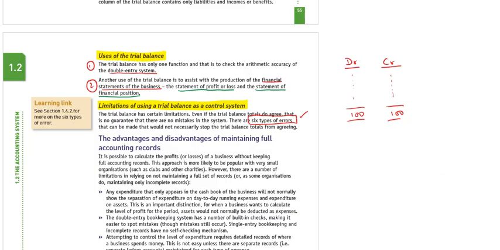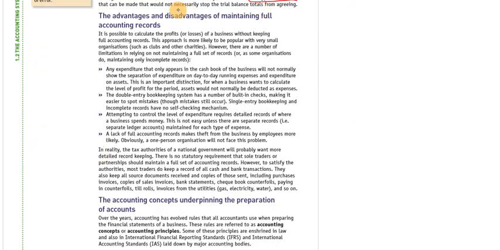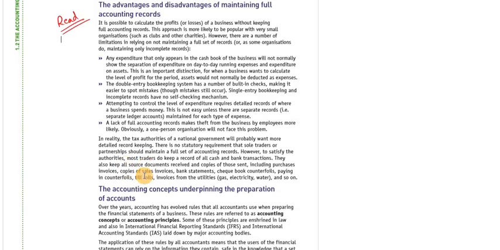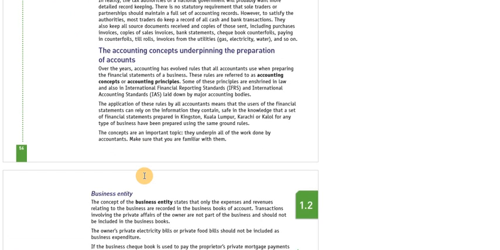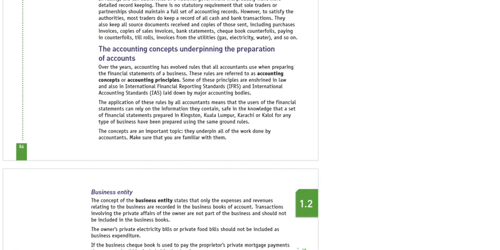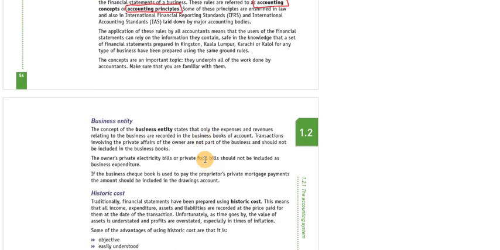Here are some advantages and disadvantages of maintaining full accounting records. You have to read this by yourself, it is just self-reading, as we have already discussed it in our lecture. In the next class we will discuss the main topic, from which the main MCQs come: the basic accounting principles and concepts.